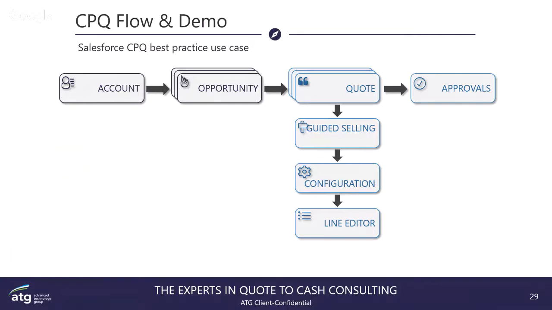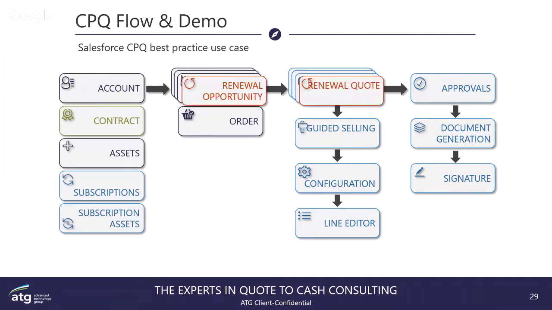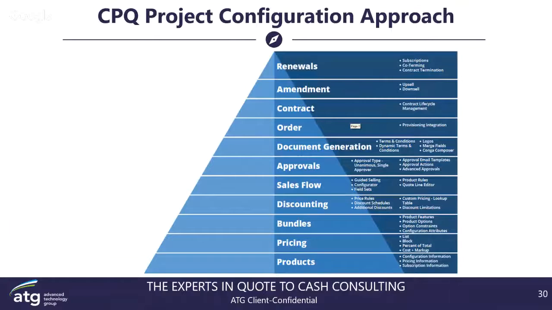Because everything plays off of each other. So what we've created here is a diagram to show the structure of how things need to be built. It starts at the very bottom with products. So when we install Salesforce CPQ, the first thing we're going to need to do is configure our products and then move up to pricing, bundling, discounting, sales flow, approvals.